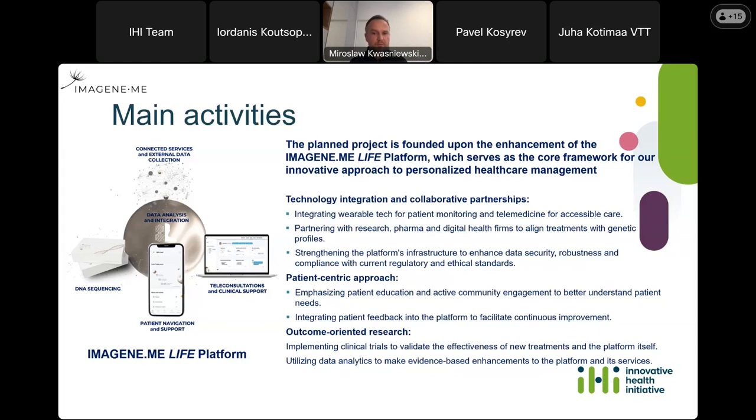So we think that these initiatives are directly in line with the grant's focus on early identification and long-term patient care. Next slide, please.